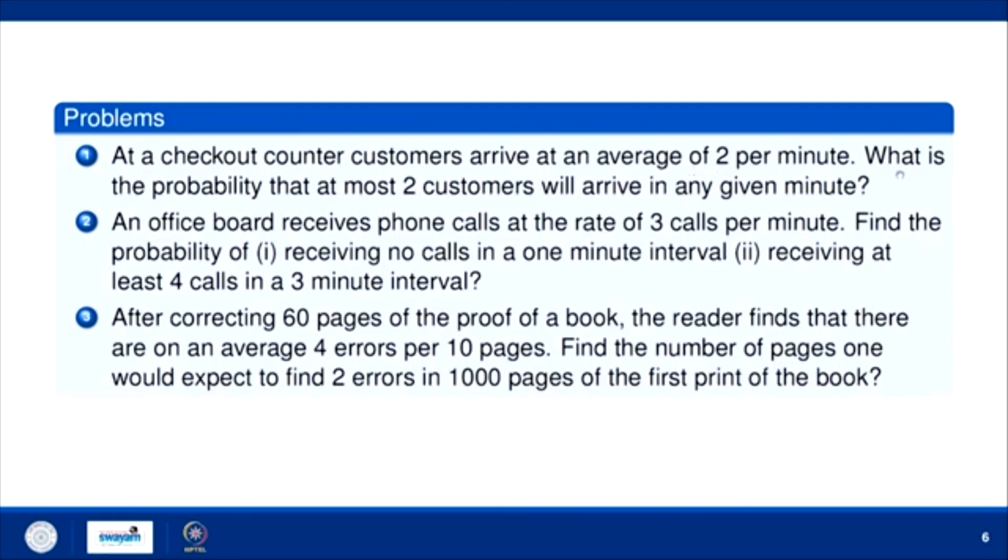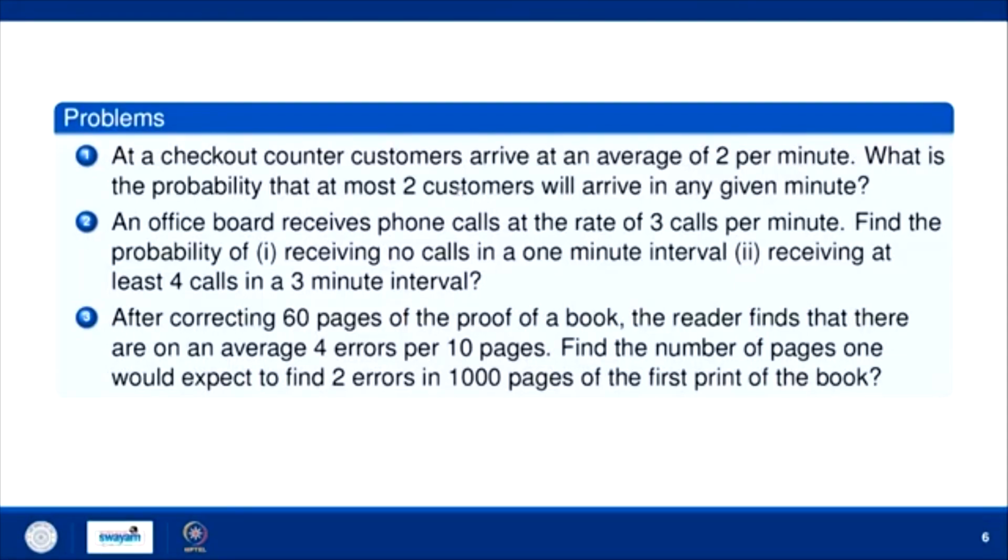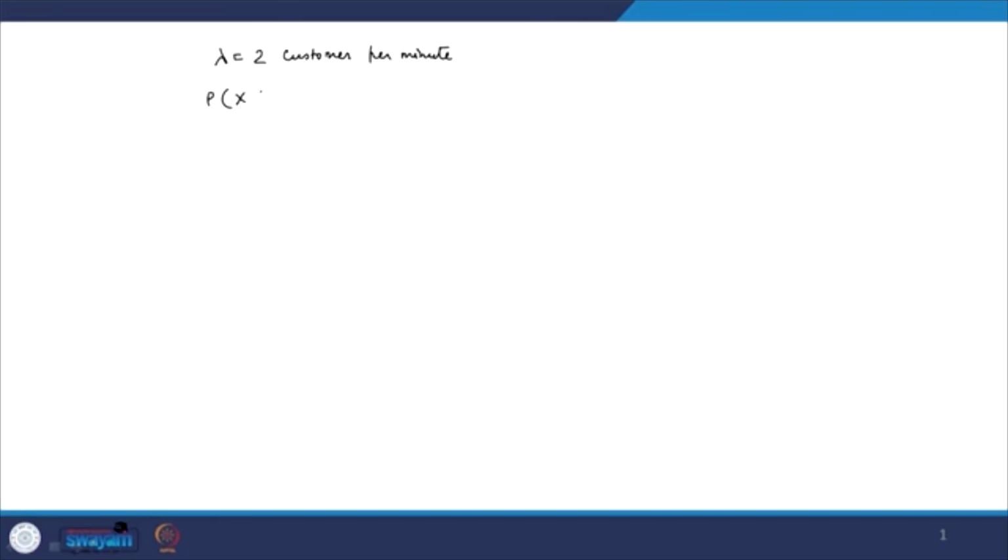So, what we have to calculate? What is the probability that at most 2 customers will arrive in a given minute? Okay. So, how to compute that? See, in this problem lambda is what? Lambda is 2. 2 what? It is 2 customers per minute. And we have to calculate probability for x at most 2 customers. Okay, x denotes number of customers, at most means it should be less than or equal to 2. So, that means we have to compute P(X equal to 0), x equal to 1 and x equal to 2.